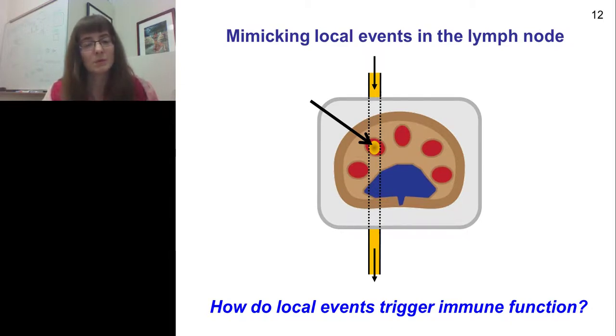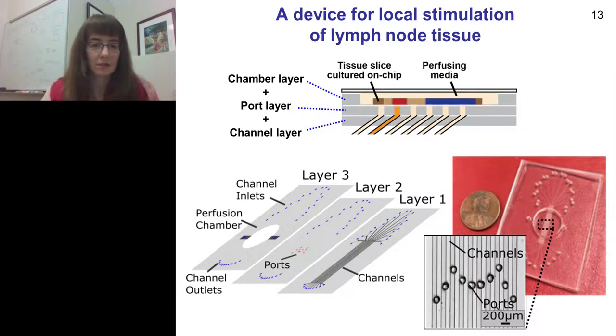And so what we did was we adapted this down for the lymph node, and you can see the device design here. So there are 3 layers to this microfluidic chip. The bottom layer has an array of channels. The middle layer has an array of ports where there's 1 port per channel. And then the upper layer is simply a culture chamber where you can lay your tissue.